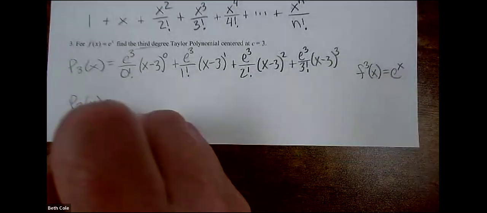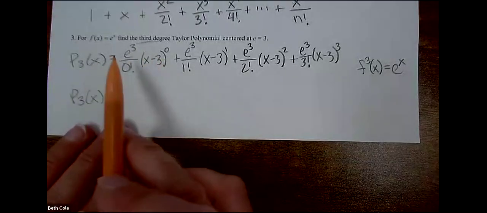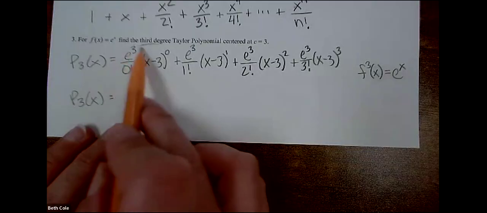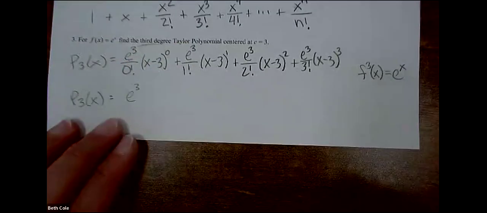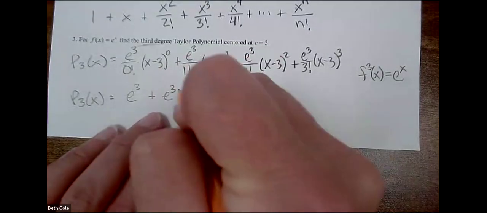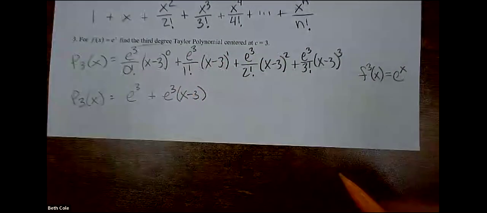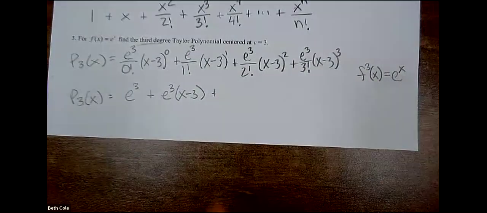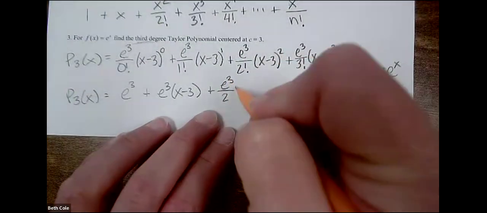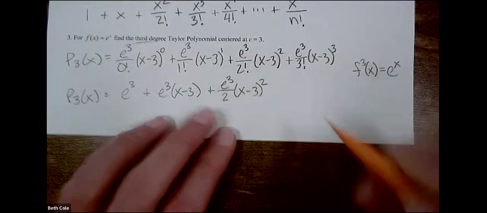What will that first term sort of boil down to here? Well, 1 e cubed. You can put a 1, I guess, if you want. Plus, all right, this would be e cubed times x minus 3. This one would be e cubed over 2, x minus 3 squared.